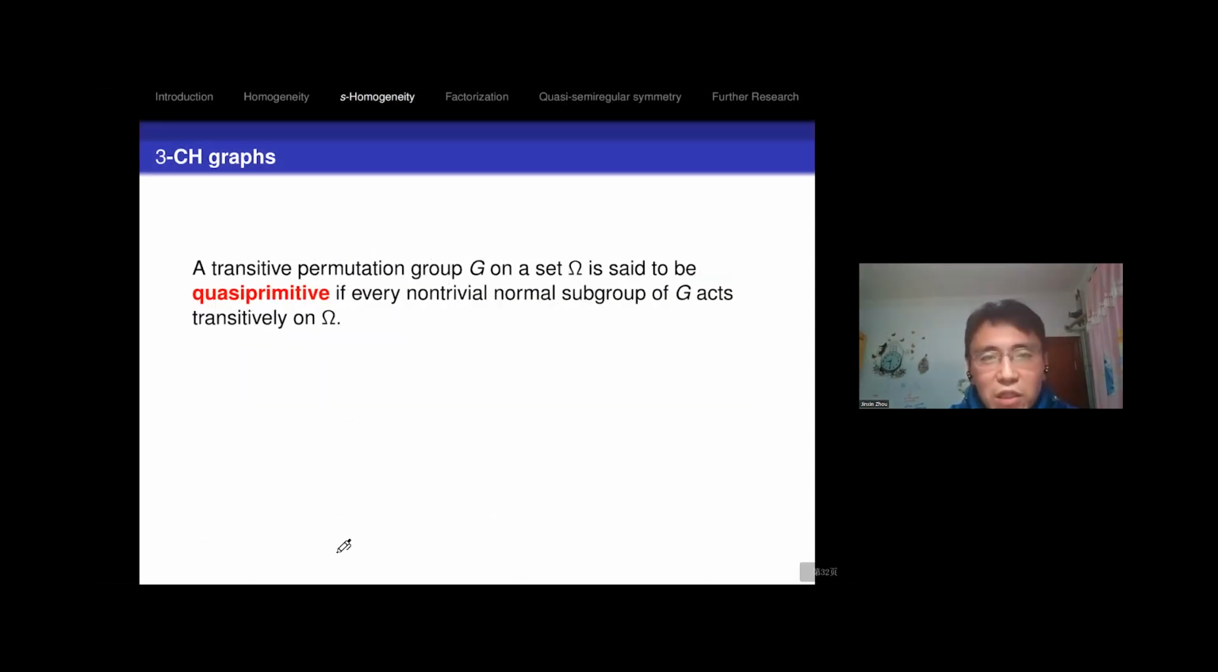This makes it possible to consider quasi-primitive 3-CH graphs. A transitive permutation group G on a set omega is said to be quasi-primitive if every non-trivial normal subgroup of G acts transitively on omega.